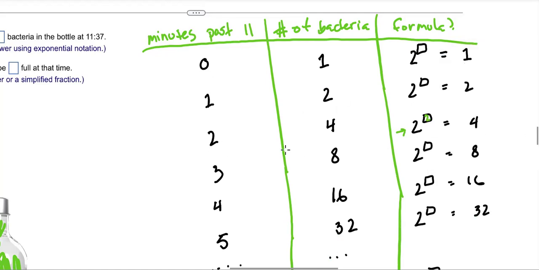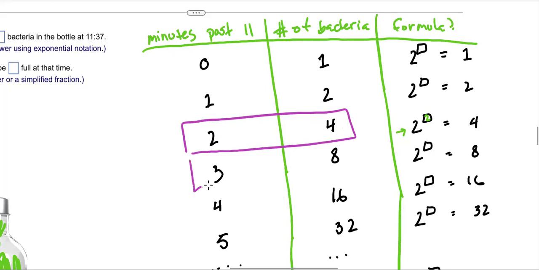I said I'd use less green. Let's use purple. We just did this one right here. We took our 2 and raised it to the power of the minutes past 11, which happened to be 2, and we got 4. Let's check and see if that works for the other ones.